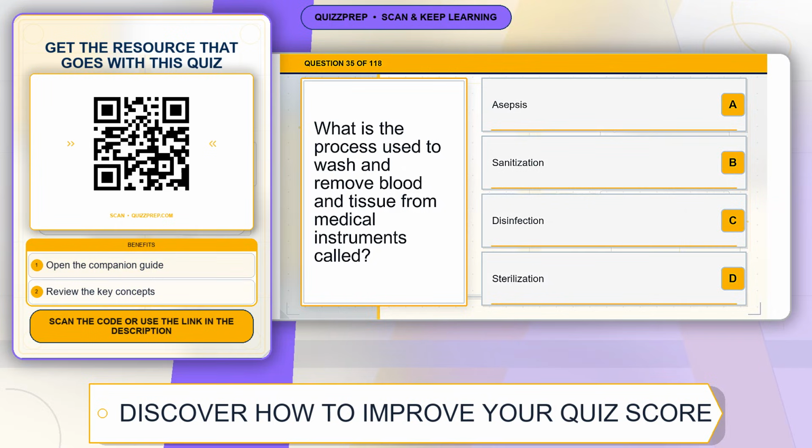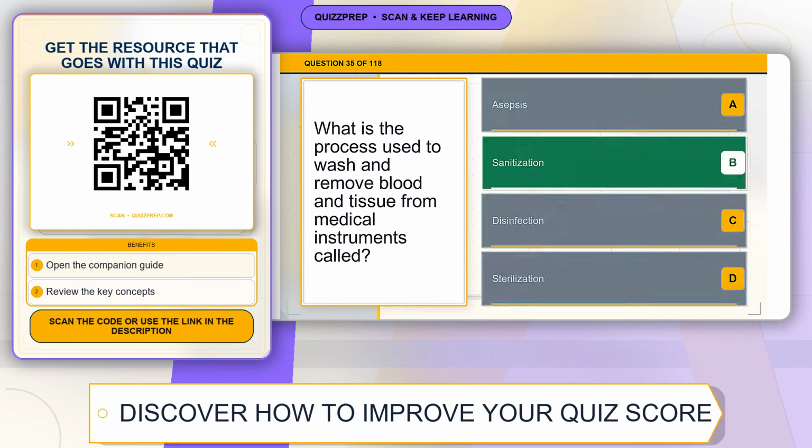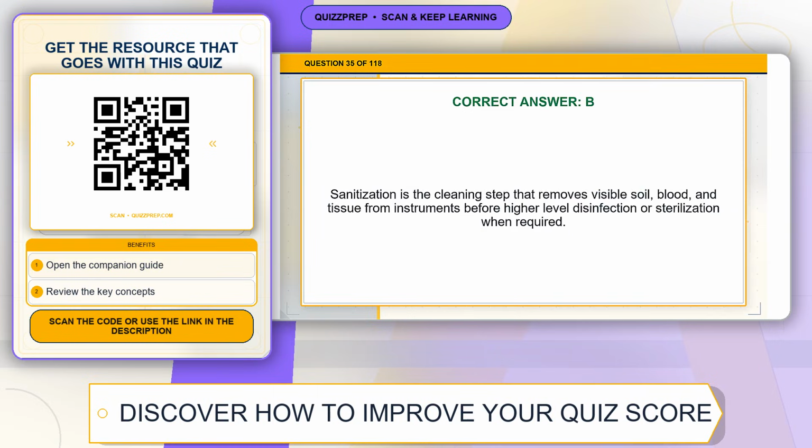Question 35. What is the process used to wash and remove blood and tissue from medical instruments called? Option A, asepsis. Option B, sanitization. Option C, disinfection. Option D, sterilization. The correct answer is option B, sanitization. Explanation. Sanitization is the cleaning step that removes visible soil, blood, and tissue from instruments before higher-level disinfection or sterilization when required.